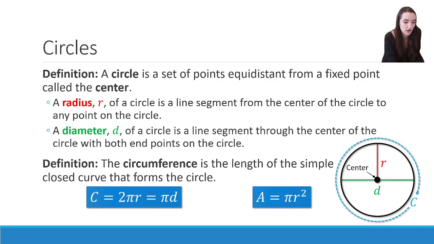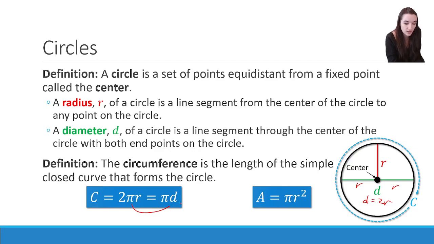And it is found by 2 pi r or pi d, because d, the diameter, is just r plus r. So d equals 2r. So we can use either of these formulas. They're the same thing. Then the area is pi r squared.